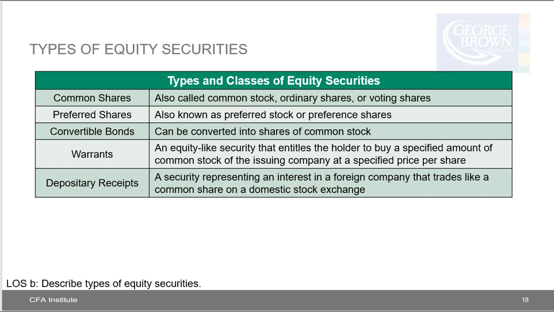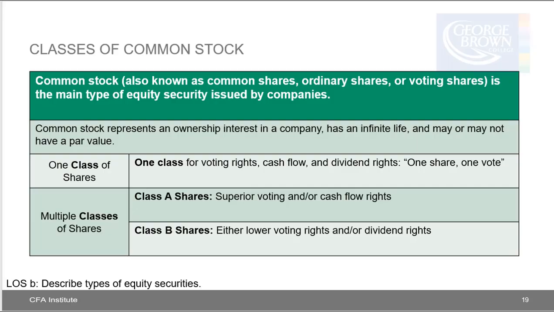And finally, we will look at depository receipts, which is a security representing an interest in a foreign company that trades like a common share on a domestic stock exchange. So those are the 5 broad types and classes of equity securities that we'll be looking at in this chapter.